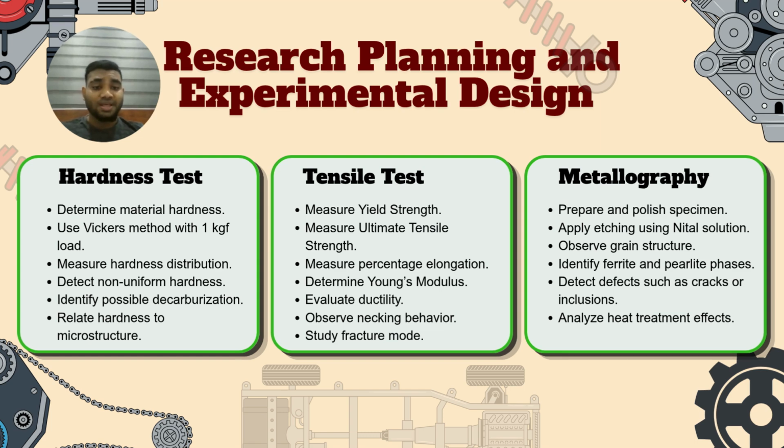Then moving on, we have the metallography. Metallography is prepared by polishing the specimen and applying etching using nital solution. While doing this, we get to observe the grain structure. This process also helps us to identify the ferrite and pearlite phases of the microstructure. Metallography also helps us to detect defects such as cracks or inclusions in the material. And last but not least, it helps us to analyze the heat treatment effect.